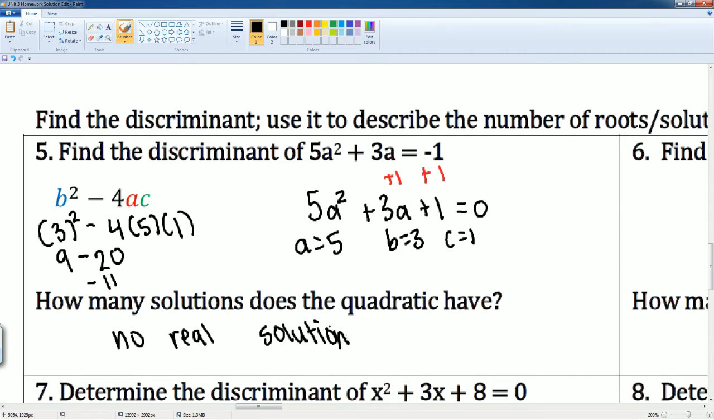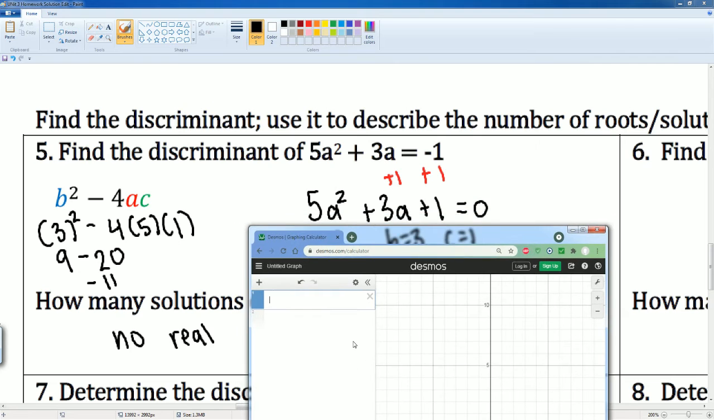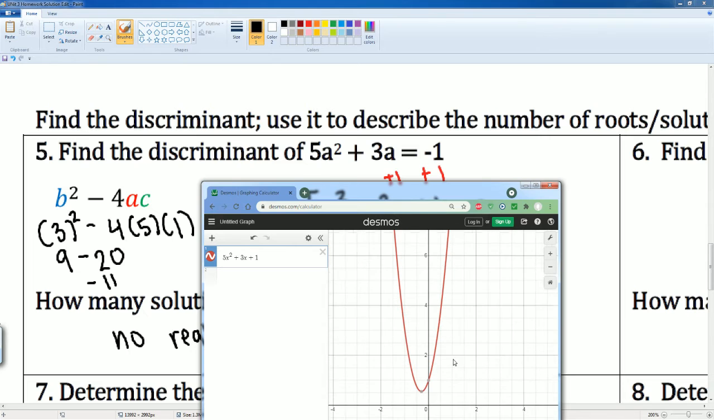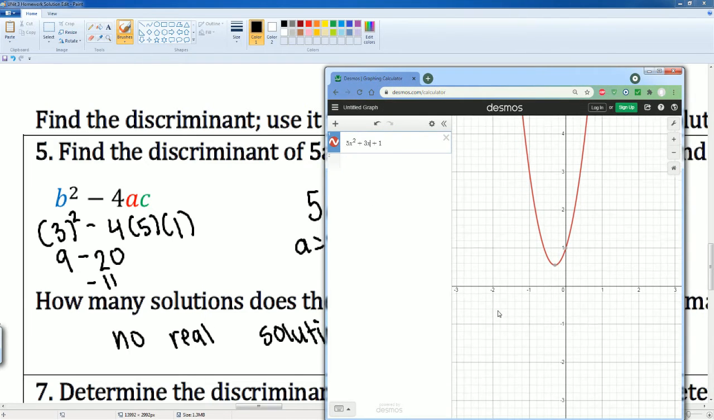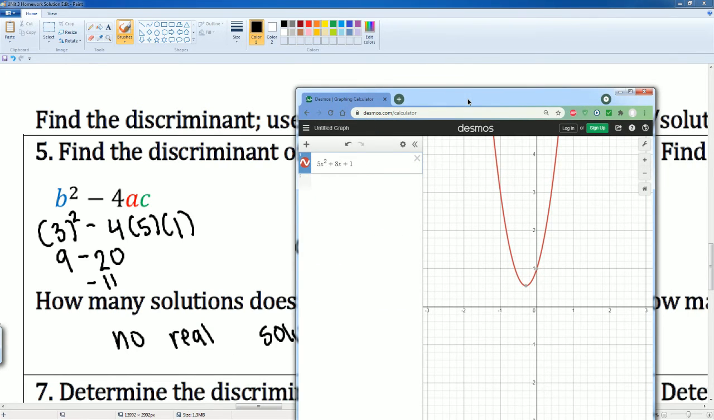Okay, I can always double check this. If I go to Desmos, so let me pull up Desmos here, and I'm going to actually graph this. So 5a squared plus 3a plus 1. Let's see, they don't like a, so let me just make this x. Perfect. Now do you see this? If I graph this, do you see how there's no x-intercept, right? So there are no real solutions here. Okay, that's how I can always double check.